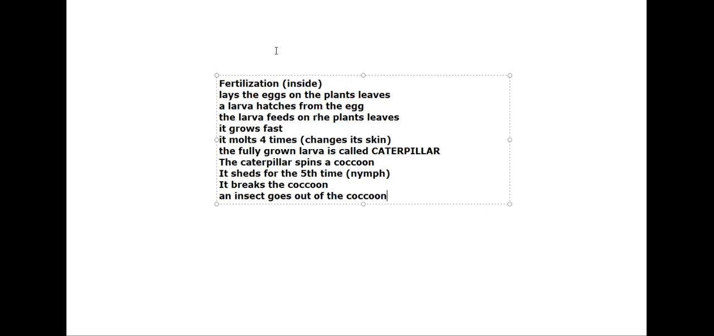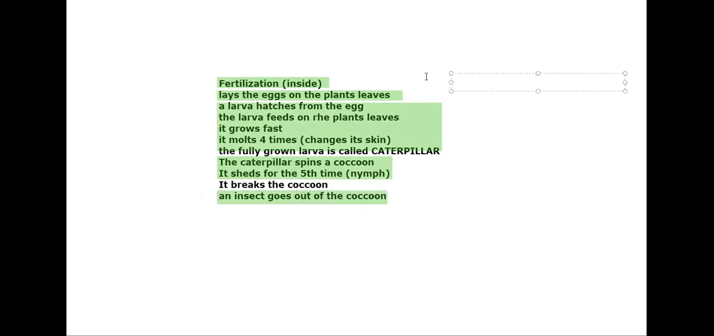Okay. Here I have fertilization. Fertilization is inside the female body. Here I have the eggs, and these are all larva. Here I have pupa and adult. That is why I say the life cycle of an insect is in 4 steps: egg, larva, pupa, adult.